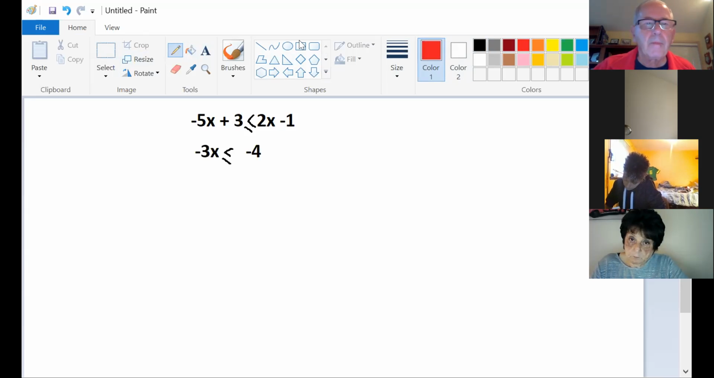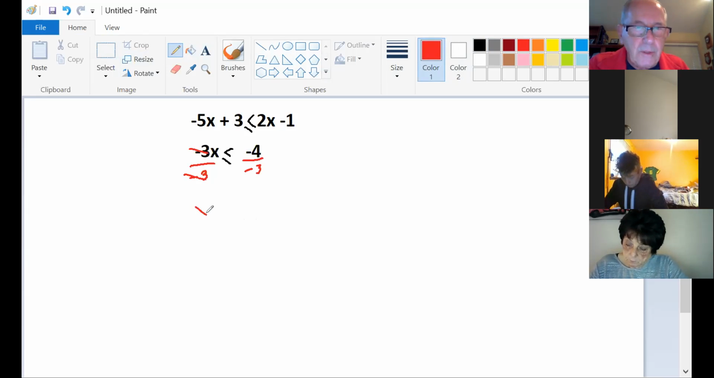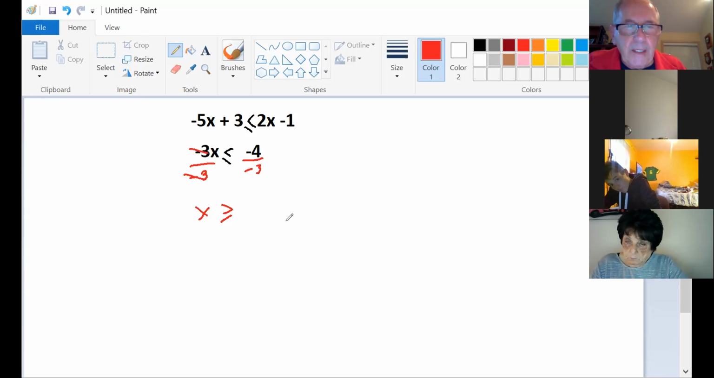I'm going to do that. I'm going to divide both sides by -3, like that. What this does for me, I get to cancel that out, so now I've got x. But when I multiply or divide by a negative, I flip this sign. So this thing becomes like this now. I just flipped it, right? Instead of less than or equal, it's greater or equal. And -4 divided by -3 is just 4 over 3. Does that make sense?